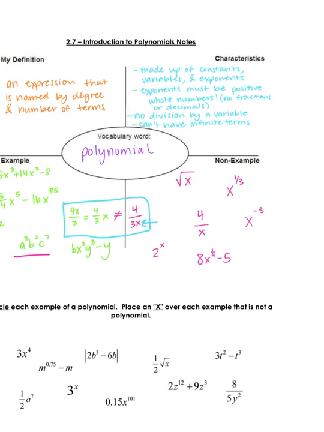So I've got a couple of other non-examples. Any square roots, any radicals are not polynomials because the way that we could write those is as exponents as fractions. We can't have exponents that are negative. We can't have variables in the denominator. And we cannot have variables in the exponent. That would create infinite terms that we cannot have.